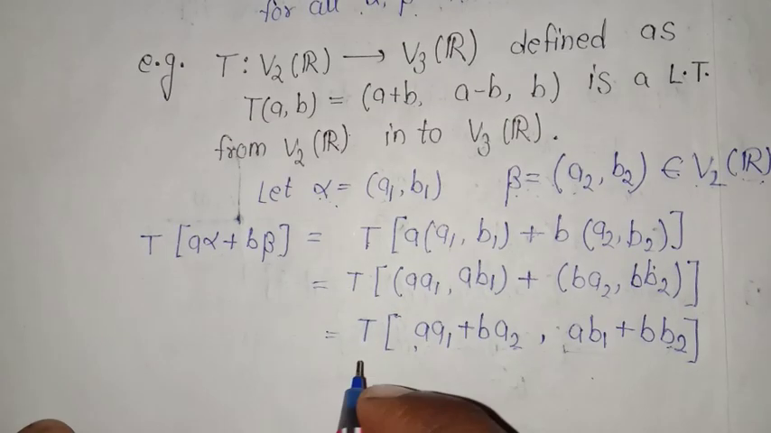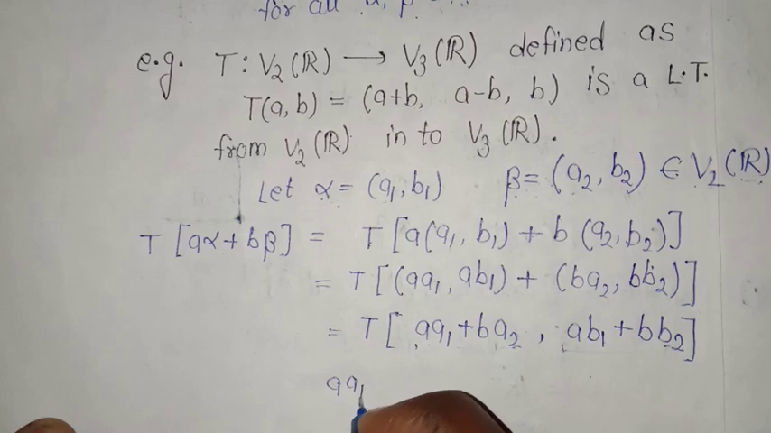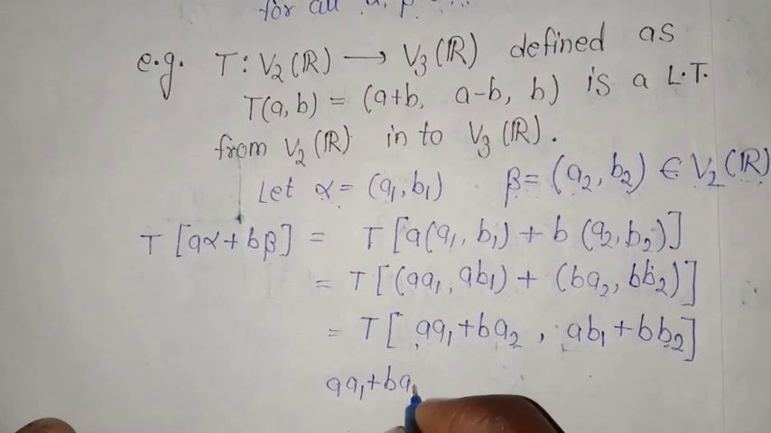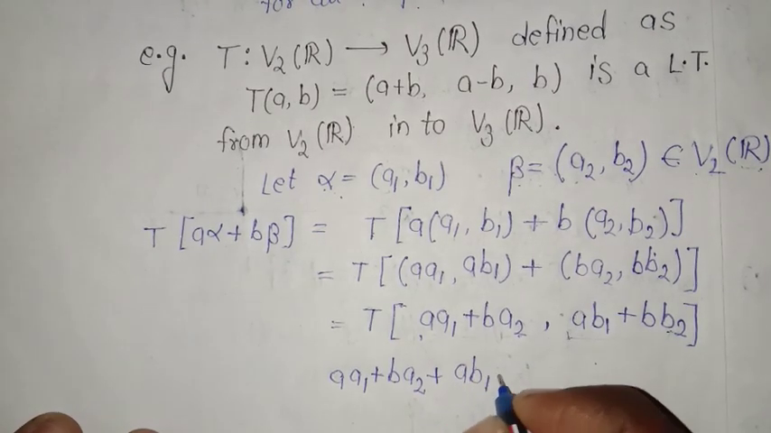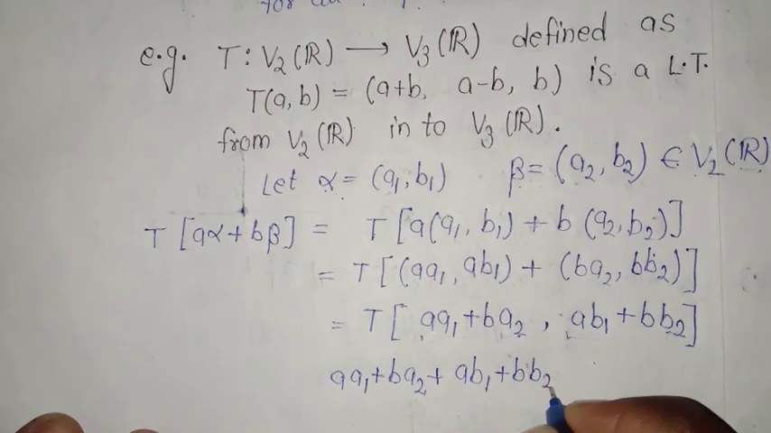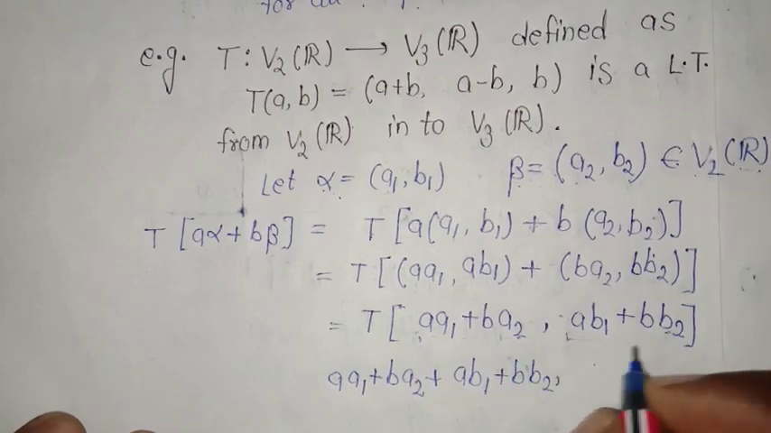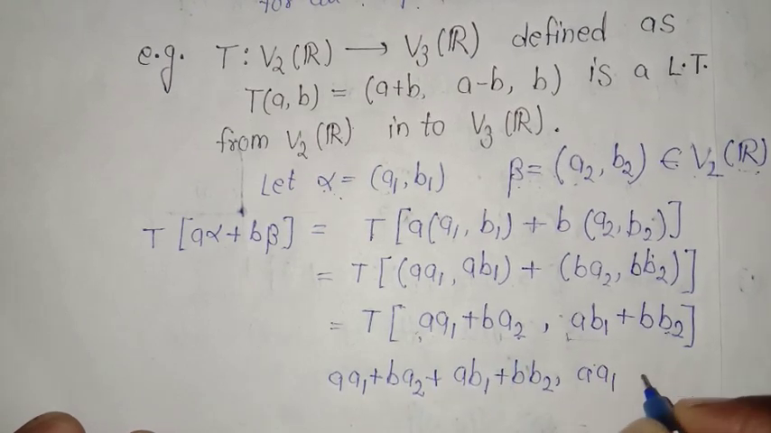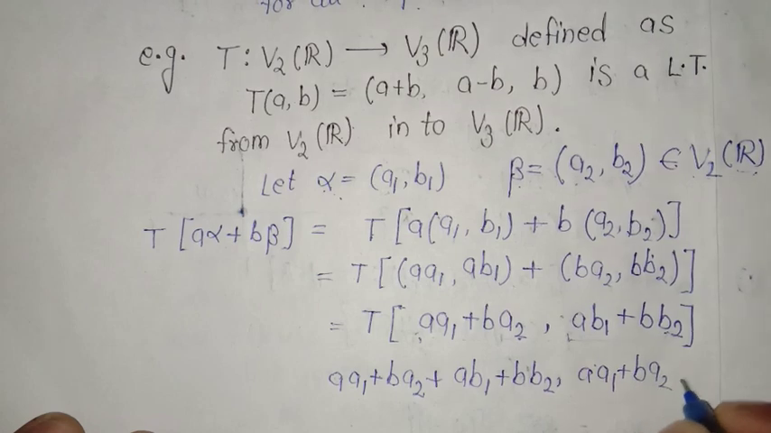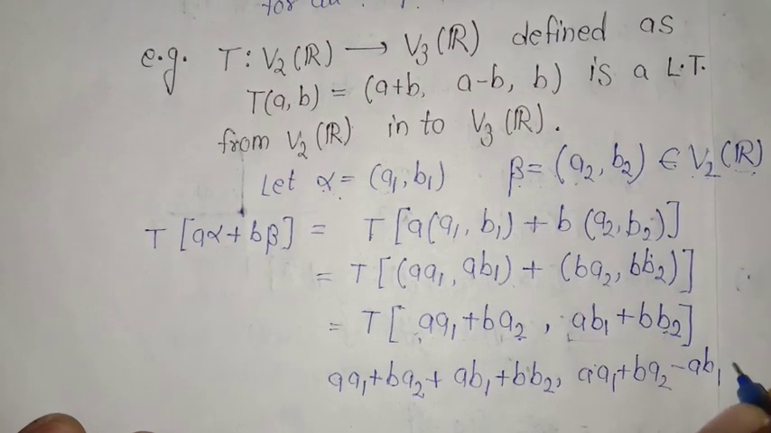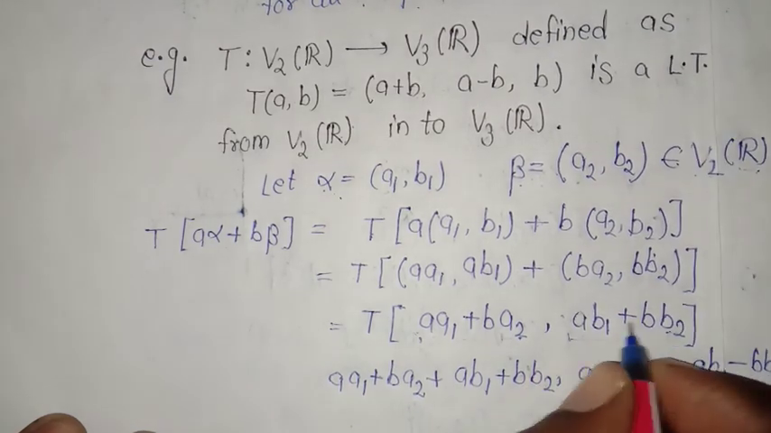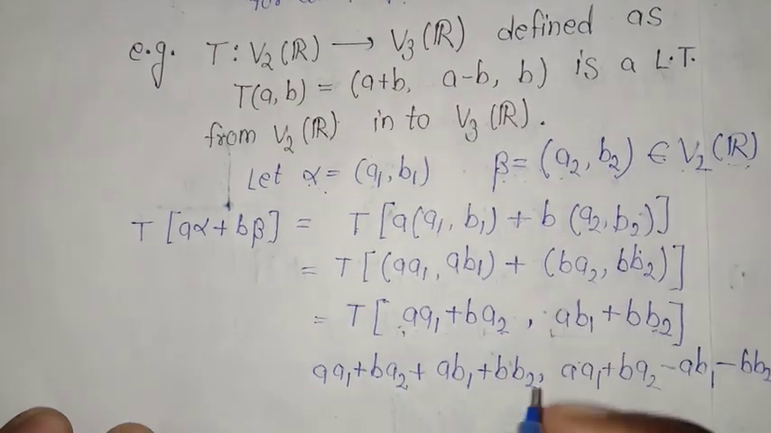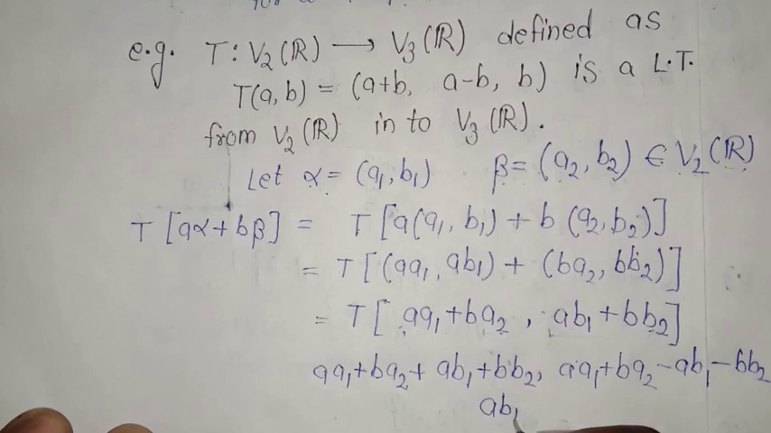So let's write it up. This becomes a a1 plus b a2 plus the second vector, that is a b1 plus b b2, comma the difference of these two vectors, that is a a1 plus b a2 minus a b1 minus b b2, and at the last we take the third component, that is a b1 plus b b2.